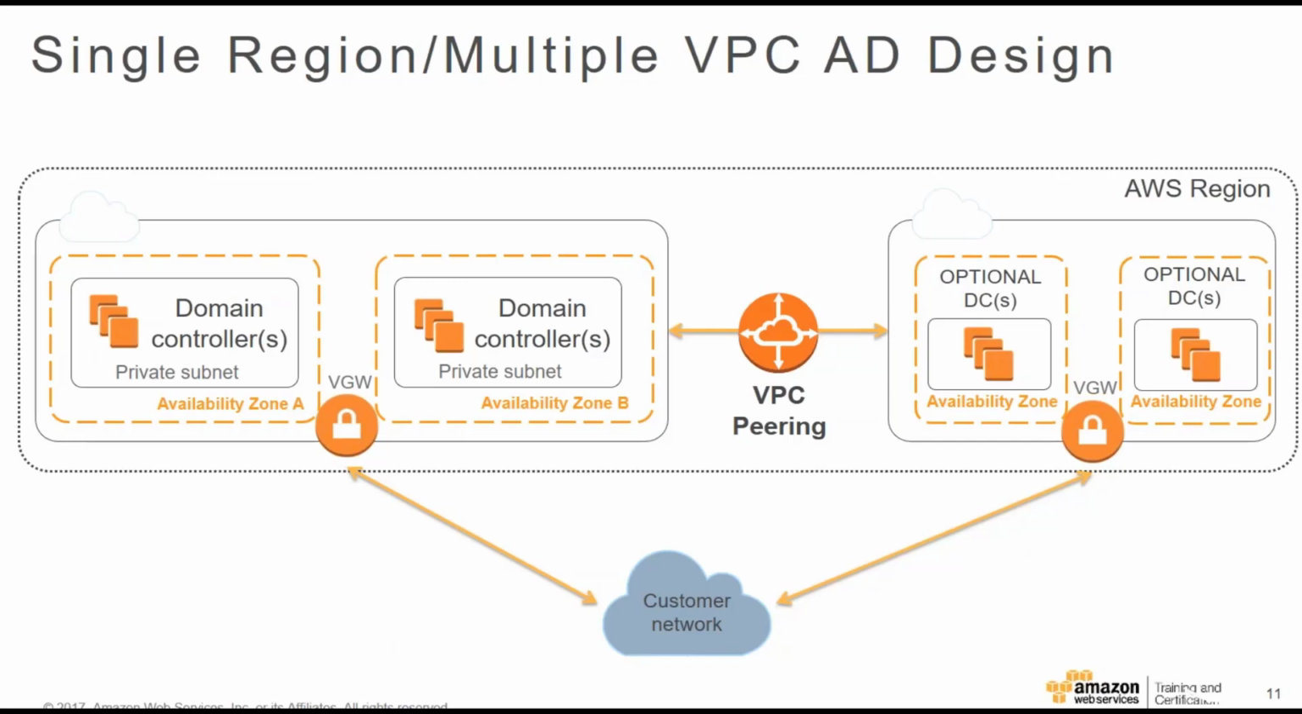And so in this particular diagram, you can see that the customer is deploying Active Directory in multiple VPCs, and then they're peering these Active Directory domain controller VPCs with one another, such that Active Directory can replicate and all domain controllers can have the full set of objects, computer objects, user objects, and all other objects that are resident in their Active Directory domain.